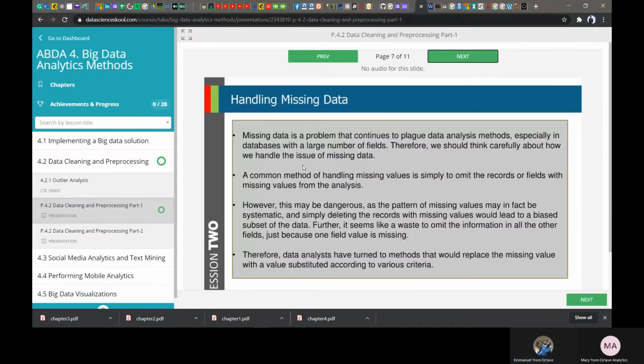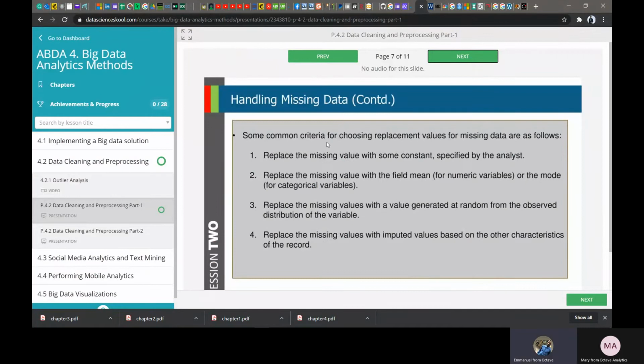Go to the next page. Now, how do we handle missing data? Some common criteria for choosing replacement values for missing data are as follows. Replace the missing value with some constant specified by the analyst. Second, replace the missing value with the field mean for numeric variables or mode for categorical variables. Another is replacing the missing values with a value generated at random from the observed distribution of the variable. Also, replacing the missing values with imputed values based on other characteristics of the record.